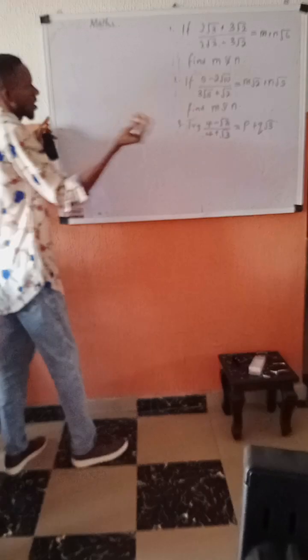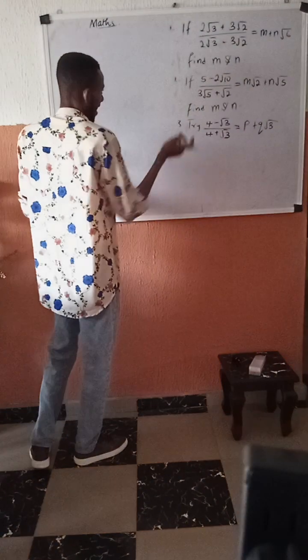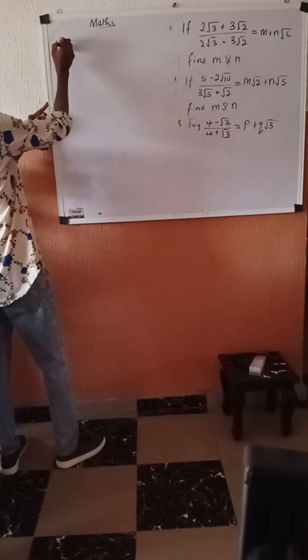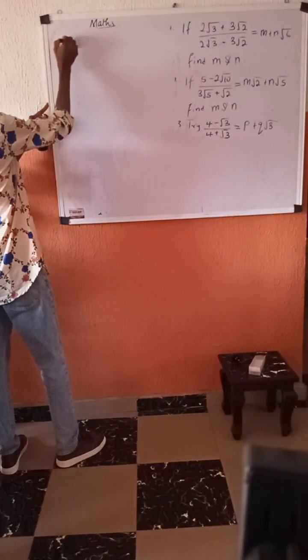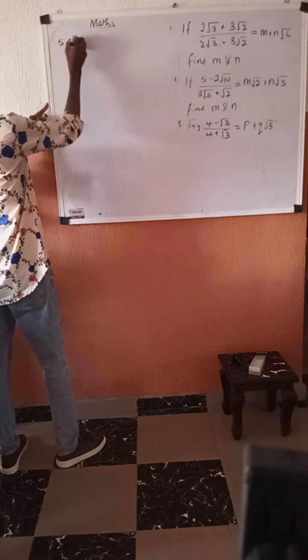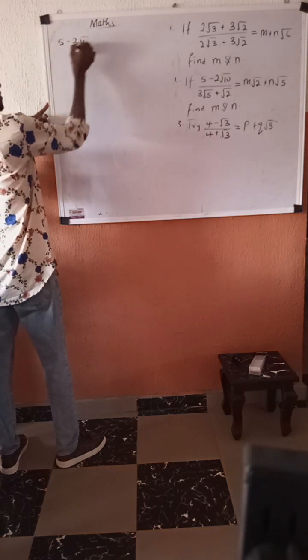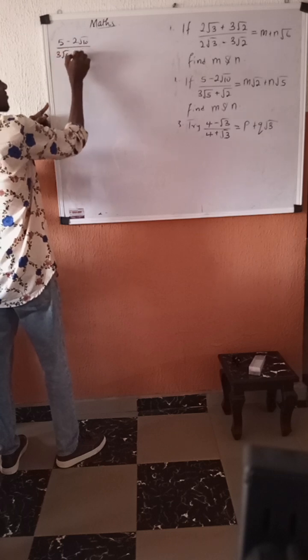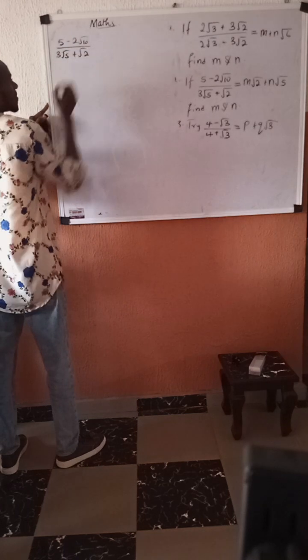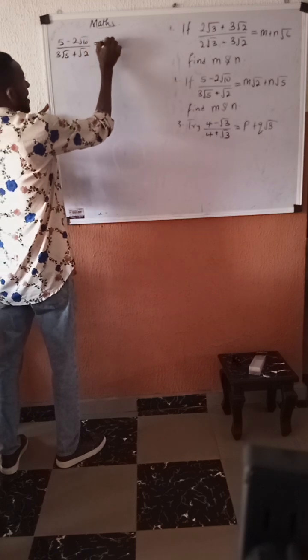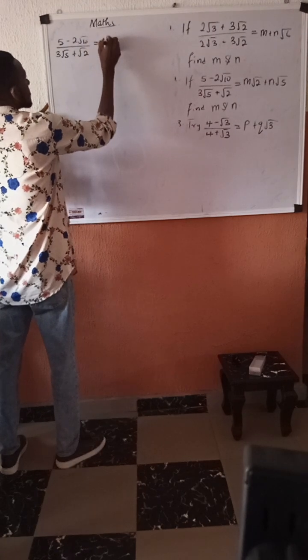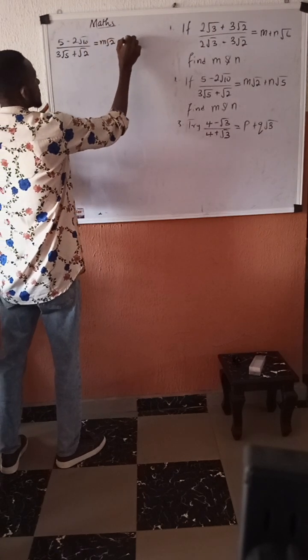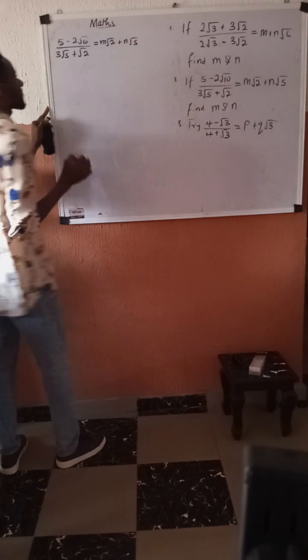And by doing so, we're also going to rationalize. And by rationalizing with conjugates, we are going to change this sign now to become negative. Number 2 says 5 minus 2 root 10 all over 3 root 5 plus root 2. They told us that this equals m root 2 plus n root 5.